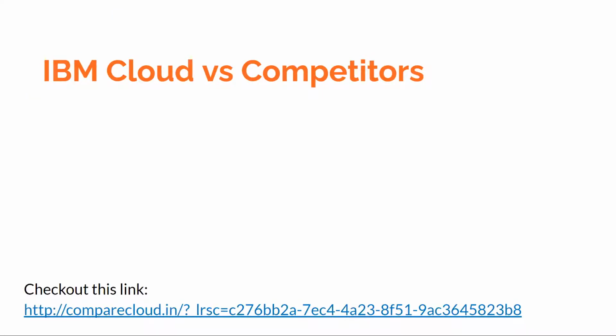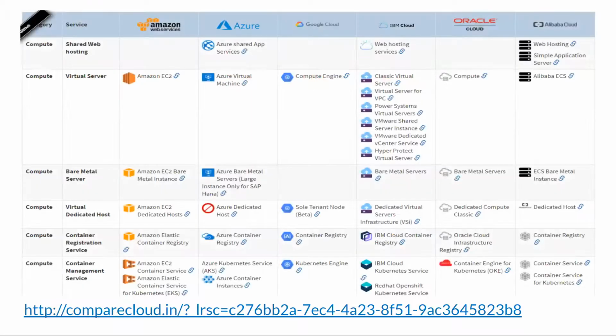One of the things that was always my question too: what's the comparison between IBM Cloud and its competitors? You know that we have AWS, Azure, Google Cloud, Alibaba, Oracle. They are all big players in the market, and IBM is one of them. So I found a great link here. I'll share my desktop. It does a side-by-side comparison of all these cloud features.